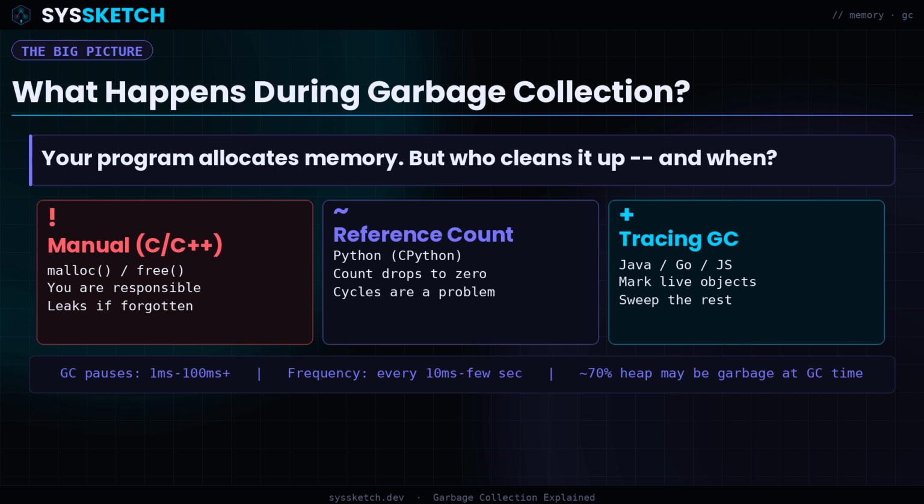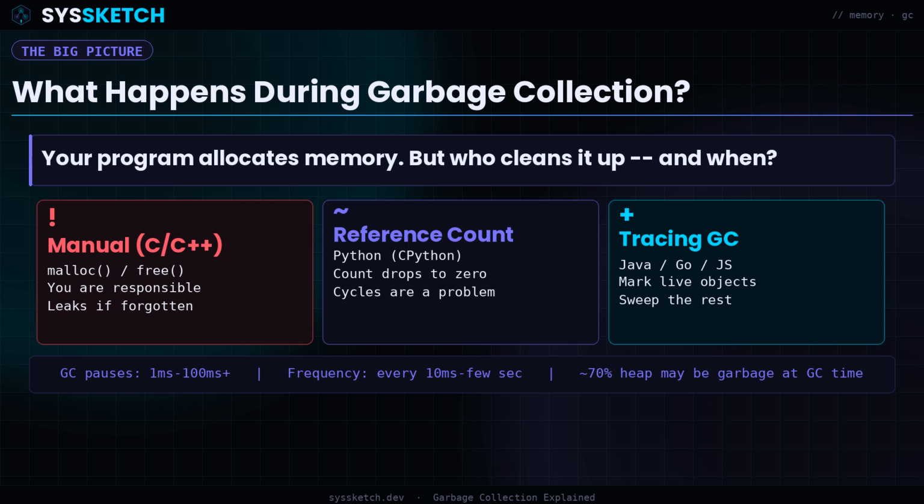Reference counting is simple but stumbles on circular references and adds overhead to every pointer write. Tracing GC avoids those issues but introduces periodic pauses that can be hard to predict. Tracing GC is what most developers mean when they say garbage collector, and it is what we are focused on for the rest of this video.